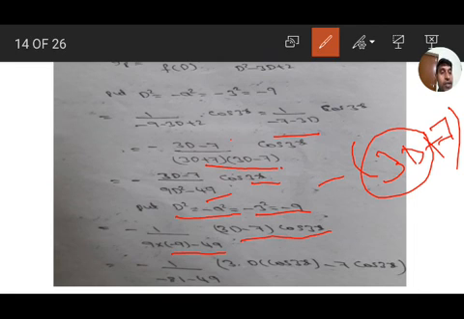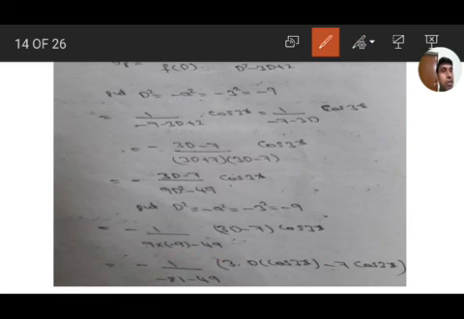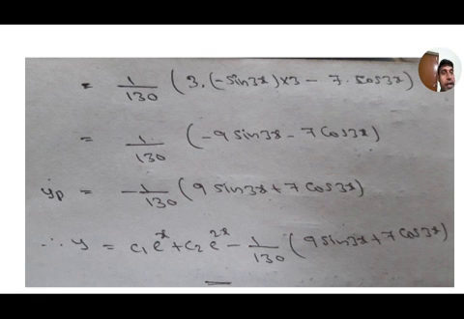cos 3x, minus of 1 by minus 81 minus 49, 3 into d of cos 3x minus 7 into cos 3x. Here minus 81 minus 49 means 130, so minus minus gives plus 1 by 130, 3 into d of cos 3x. Derivative of cos 3x is minus sin 3x into 3, and 7 cos 3x is as it is. That is 1 by 130, 3 into minus sin 3x into 3 minus 7 into cos 3x, that is 1 by 130, minus 9 sin 3x minus 7 cos 3x.